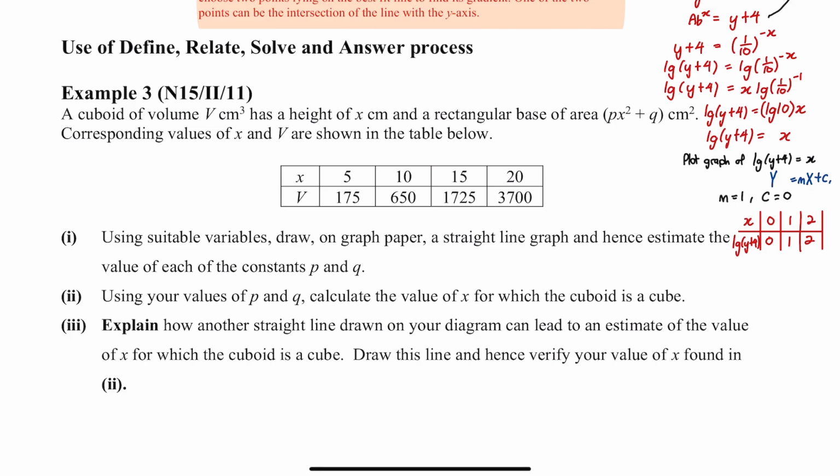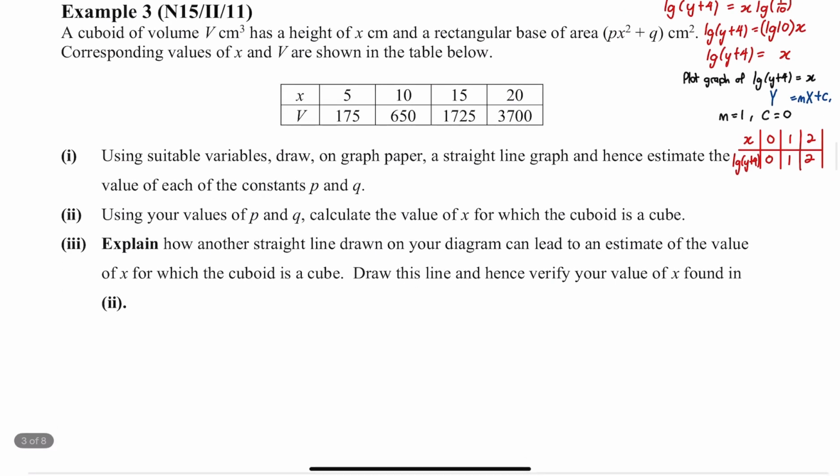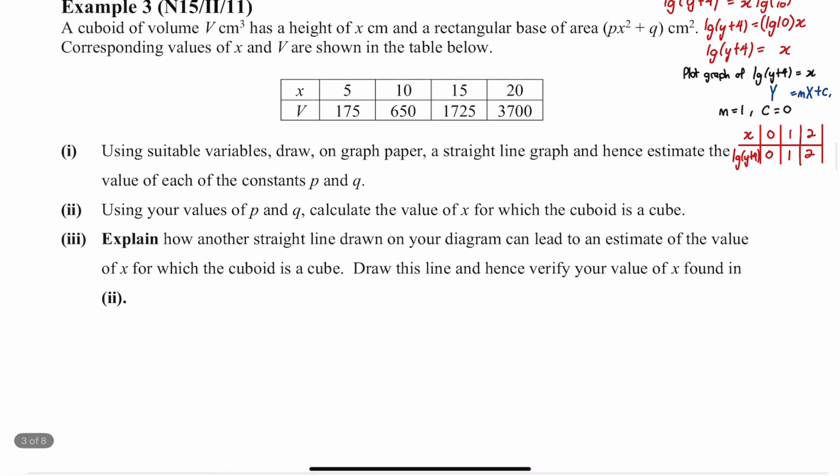Okay, so over here, I know that for any cuboid, the volume of a cuboid is simply equals to base area times height, which is, in this case, x times (px squared plus q).